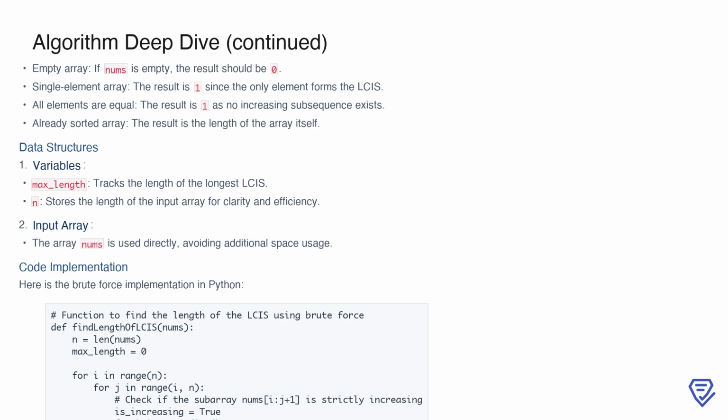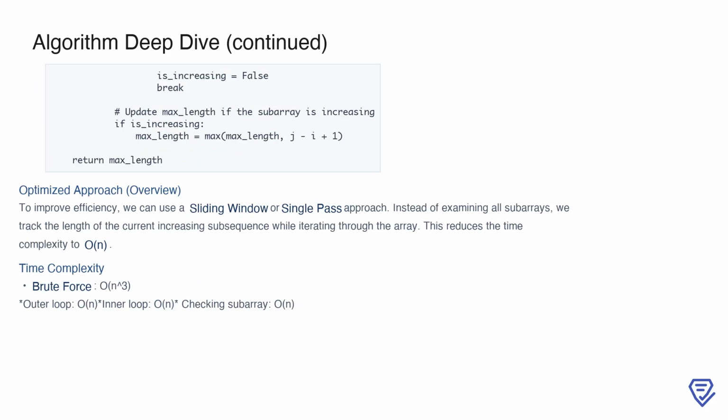Let's examine the Python implementation of this approach. The function findLength of LCIS begins by calculating the length of the array and initializing max_length to 0. The outer loop runs through all starting indices, and the inner loop evaluates all ending indices for subarrays starting at each outer loop index. Within the inner loop, we perform a check to determine whether the current subarray is strictly increasing. This check is done using another loop, where we compare each adjacent pair of elements within the subarray.